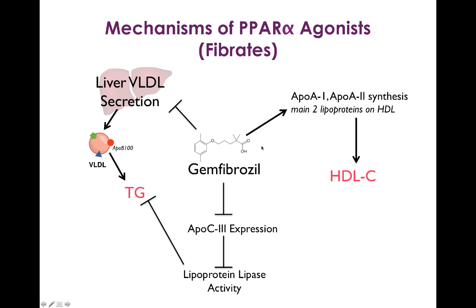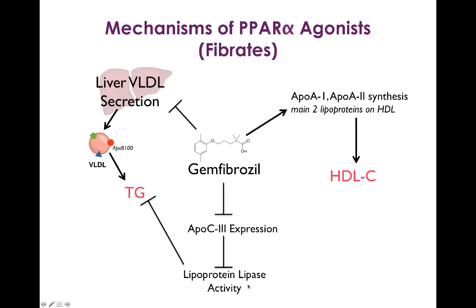Let's talk now about its effects on HDL cholesterol, and then we'll come back to its effect on lipoprotein lipase activity. So gemfibrozil stimulates synthesis of ApoA1, which we talked about with niacin. It also stimulates synthesis of ApoA2, and these are the two main lipoproteins on HDL. So basically, ApoA1 is the most abundant form, and ApoA2 is probably the second most abundant form. And these apoproteins, when synthesized more, mean that there's more apoprotein available to form HDL, and so there's higher HDL cholesterol. So decreased triglyceride, higher HDL cholesterol.